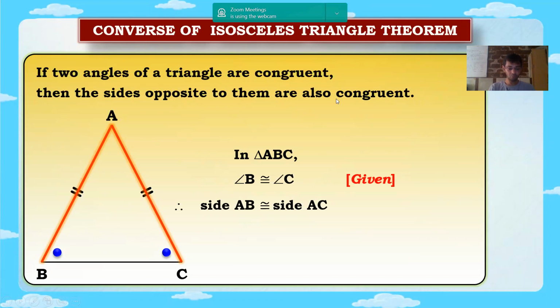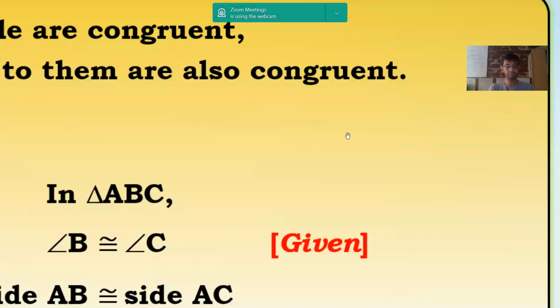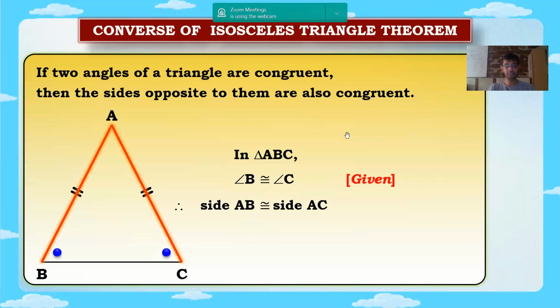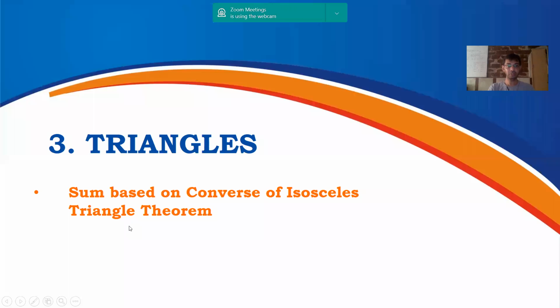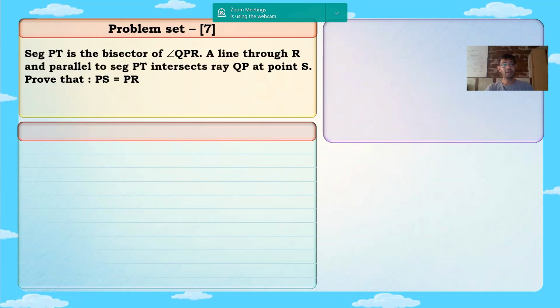Now, having understood what is converse, let's do the sum based on it. ठीक है, let's do the sum based on converse of isosceles triangle theorem. Very important sum. This is going to come. This may come for your examination. And very interesting sum. I'll just read the question and I'll explain you.